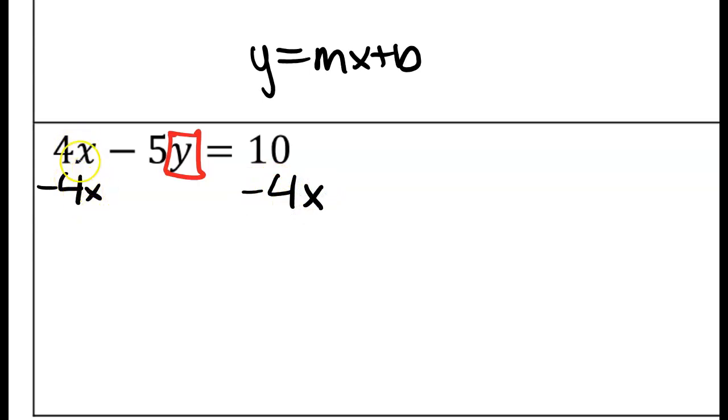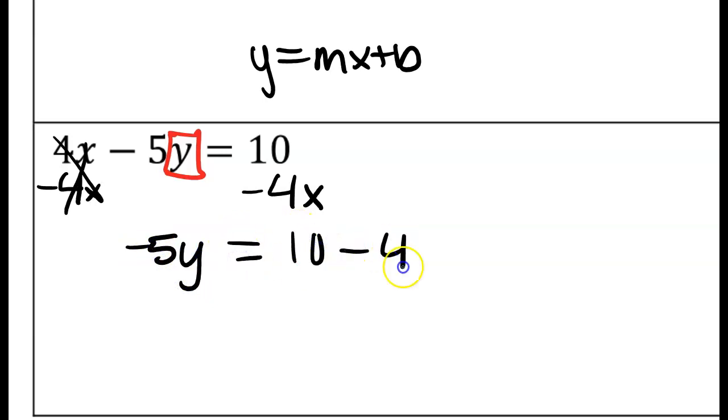Now 4x minus 4x cancels out. I'm crossing it out. Notice the minus sign in front of 5y is still there, so let's bring it down. You get negative 5y equals. Now if I want to write 10 minus 4x, that's totally fine. Or I can flip it around and say negative 4x plus 10 because this is a positive 10.